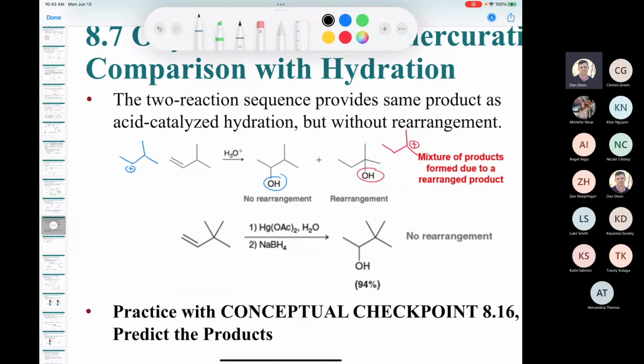oxymercuration-demercuration, you end up forming a mercurinium ion. So I'll try to draw it the best I can. And I'm going to draw the three-membered ring like this, where you have the positive charge on the mercury. And then the nucleophile, which is the water, your water comes in and it's going to attack the more substituted carbon like this. Okay, and so you're going to end up with the oxygen-hydrogen bond on that carbon, and after demercuration, you get the product that occurred via no rearrangement. Maybe I should use a blue circle to stay consistent with the conditions above.